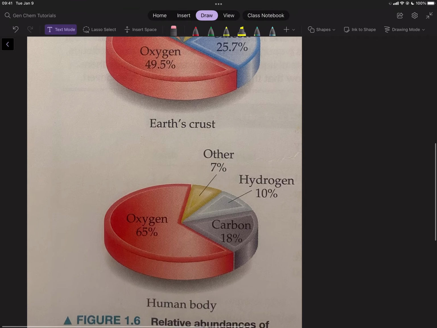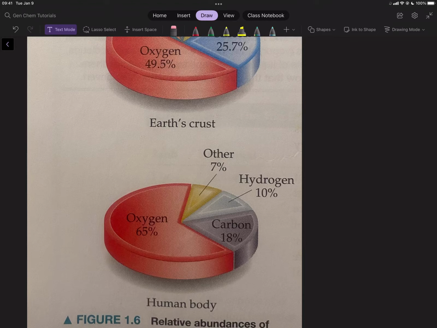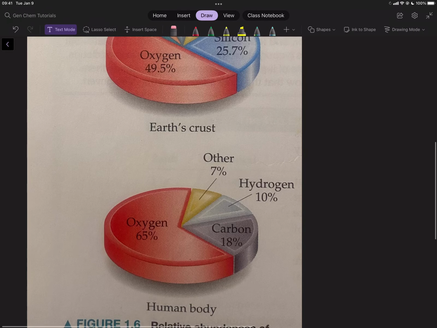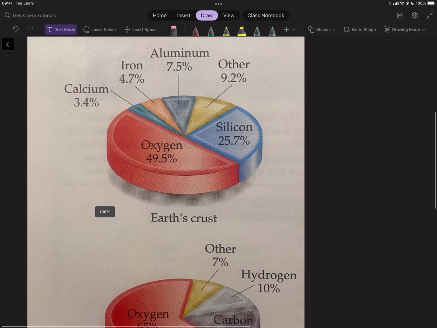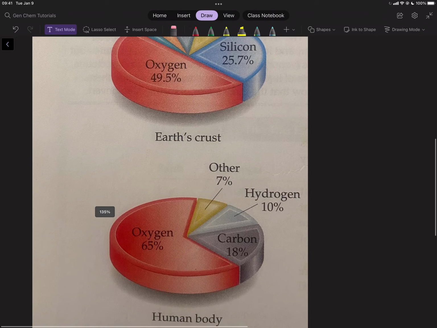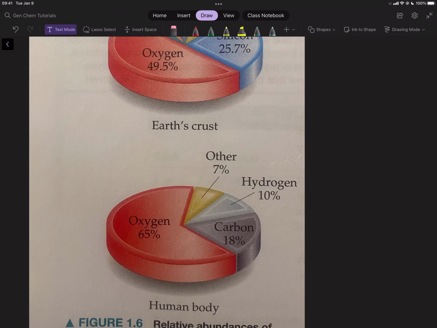And then for the human body, we're going to say that its second most constituents are going to be carbon and hydrogen. So in terms of comparing and contrasting, they both share oxygen, but then as we get to lesser percentage pieces, we see them diverge. Earth's crust, silicon, and aluminum. The human body, carbon, and hydrogen.